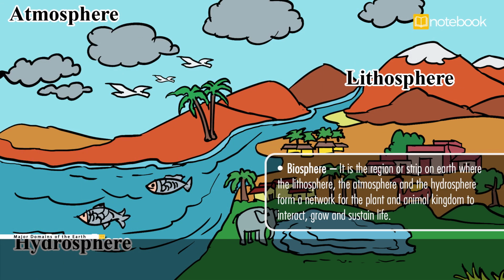Biosphere. It is the region or strip on Earth where the lithosphere, the atmosphere and the hydrosphere form a network for the plant and animal kingdom to interact, grow and sustain life.